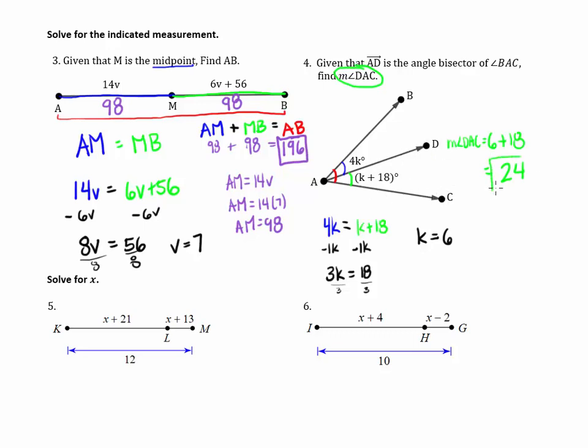Now we could check that just really quick. If this is 24, this angle, the blue angle, should also be 24. Well, if K is 6, we could plug 6 in for K. 4 times 6 is 24. So we did it just fine.